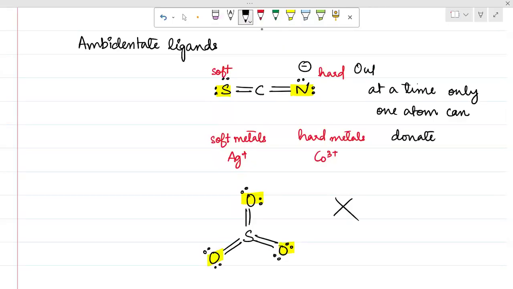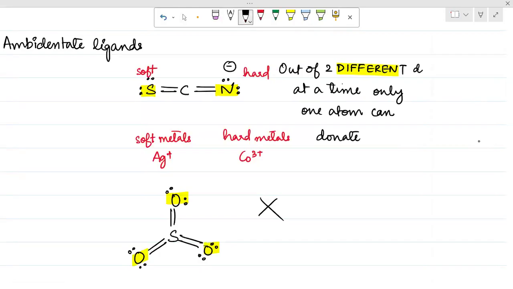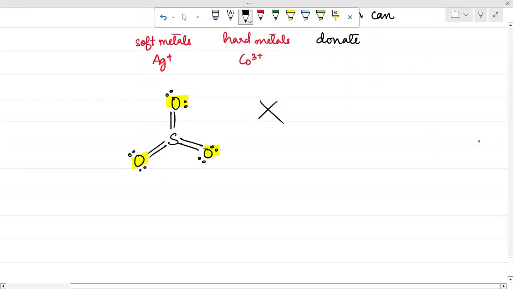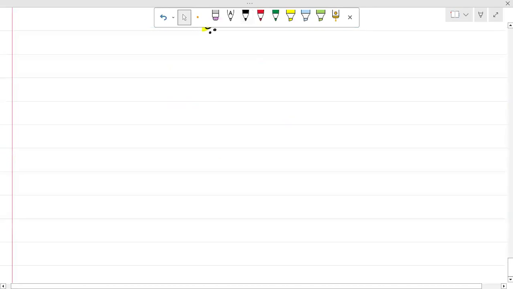You write it over here. Very important: out of two different atoms or donors, at a time only one atom can donate. Here, sulfur does not have any extra lone pairs of electrons. So in SO3, all donors are O and it is not ambidentate. To call any ligand ambidentate, you should have at least two different centers and at a time only one will donate. Okay, so that is ambidentate. Easy.